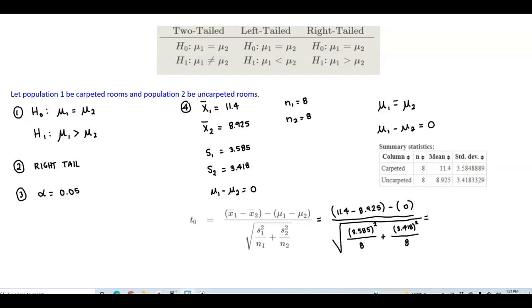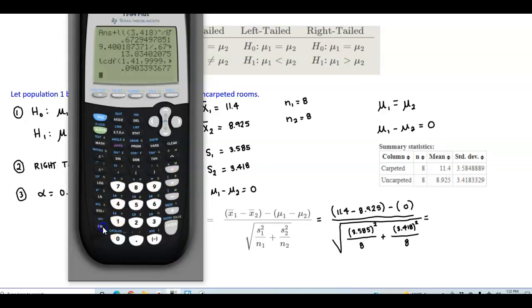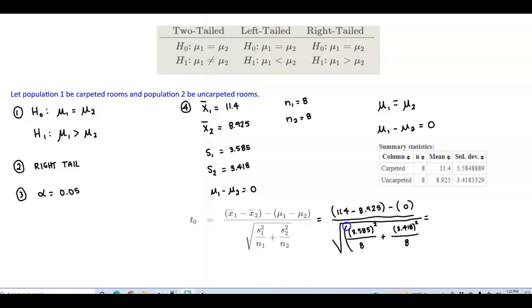Okay, so now let's go ahead and put this in our calculator so that we can figure out this test statistic. So in the numerator, we have 11.4 minus 8.925. Okay, and it's minus 0, so we don't need to subtract that, so this is what's in the numerator. So once we have the numerator, we can go ahead and just hit divide, so we can divide the answer by the following. So we're going to select second square root, and what we're going to do is put parentheses around the first one, and then parentheses around the second one, so we don't mess up the order of operations.